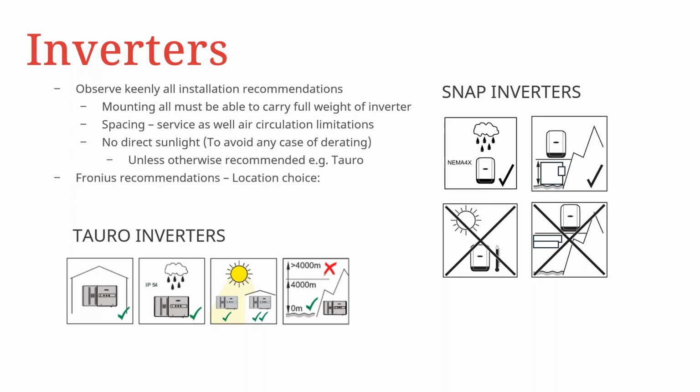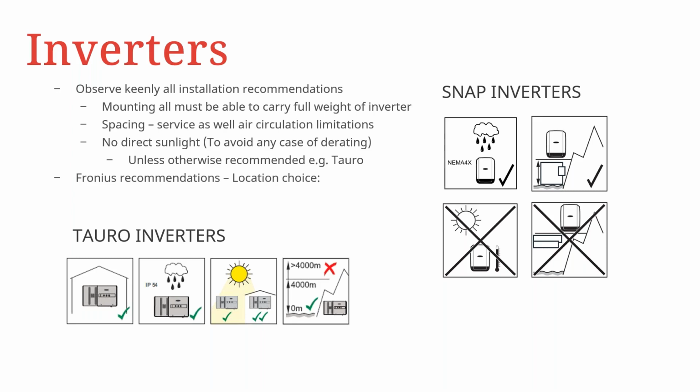So a lot of the inverters push the heat out from the top. So that's why it's always important to note your height above the inverter is not obstructed by anything like a roof, for example, or any other obstacle. An important note is always no direct sunlight to avoid any case of derating. Otherwise, if you are using the Tauro, for example, which is designed for direct sunlight installations, then it is possible.